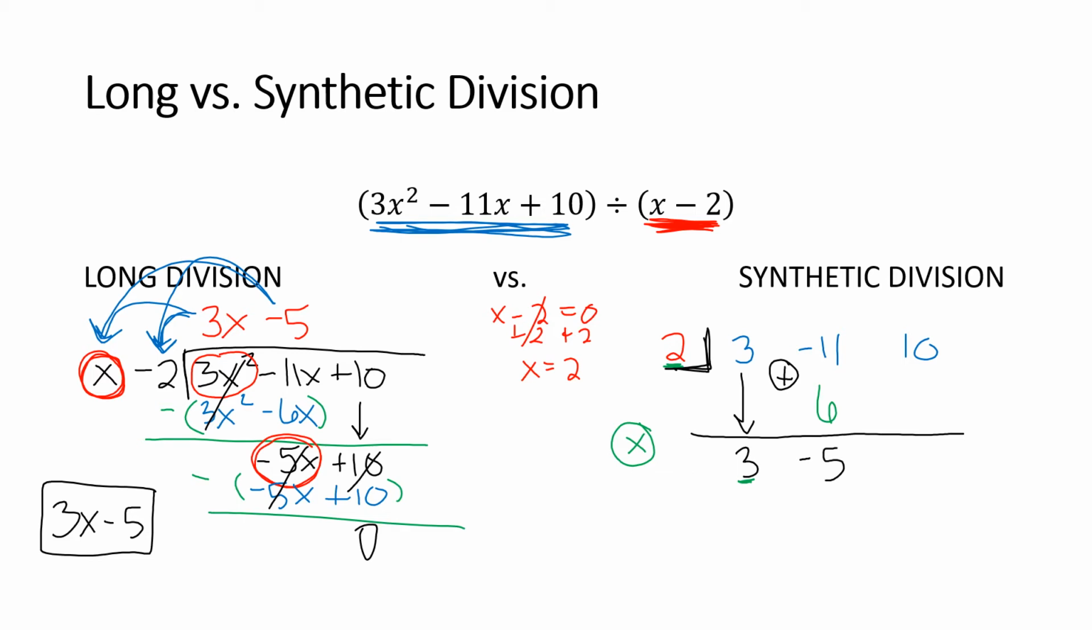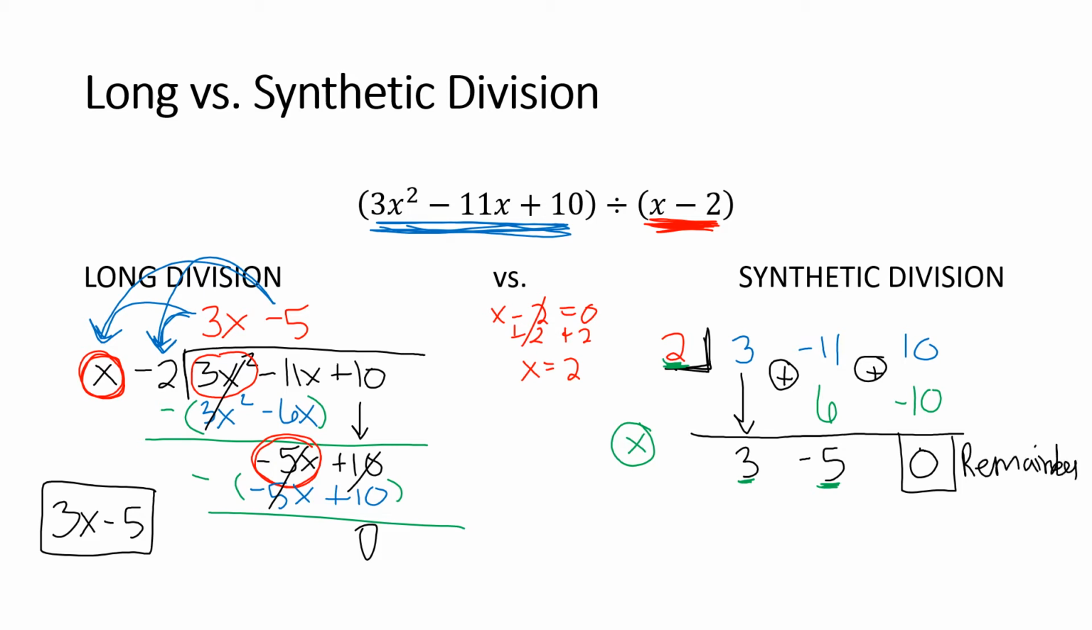I'm going to go back to my 2, and I'm going to do 2 times negative 5 is negative 10, and I place that in the second row. And again, we're going to add: 10 plus negative 10 is 0. We're at the end of the line. I'm going to put a box around that last number. That last number is our remainder.